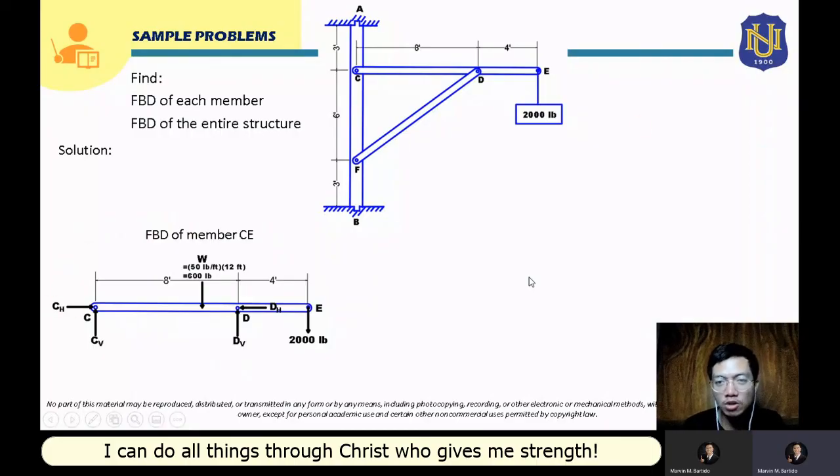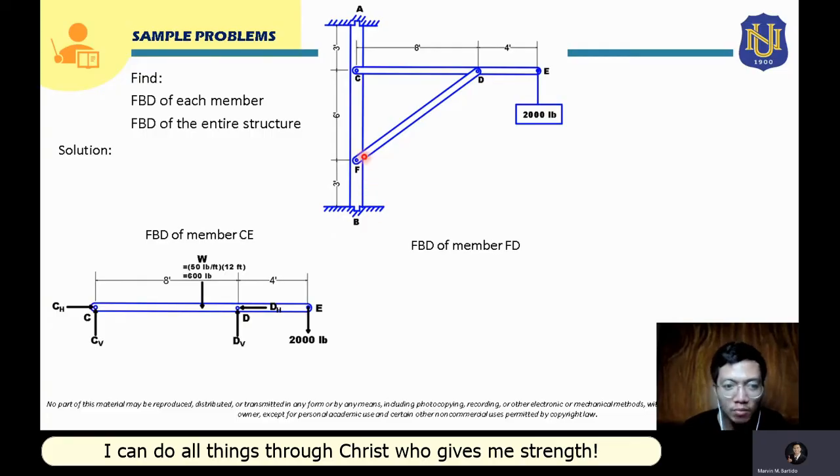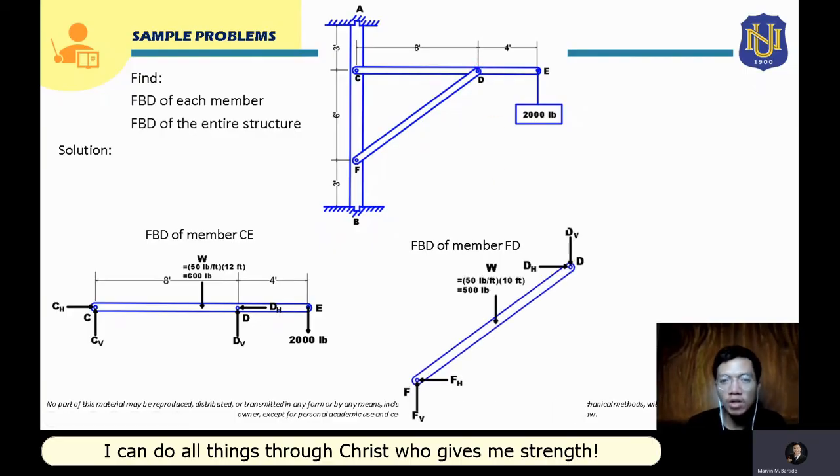Now we will proceed to the free body diagram of member FD. Again, our first step, we will remove the supports for member FD. The supports here are also pins, at point F and at point D. Then we will also show the applied forces. In this case, the applied force will be the weight. All the members, as mentioned in the problem, are 50 pounds per foot.